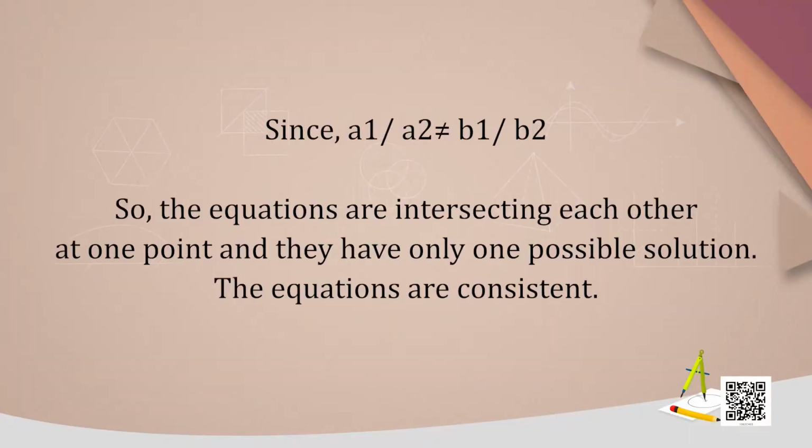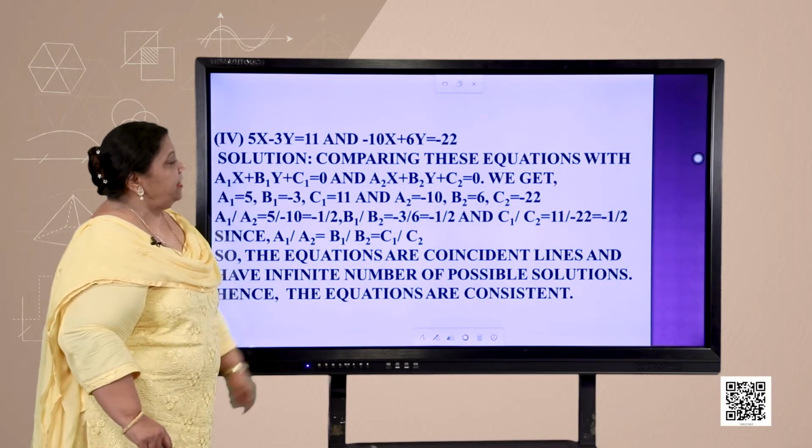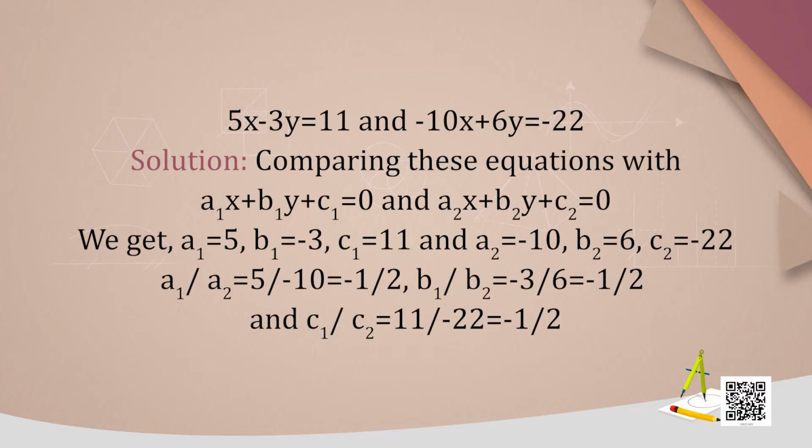Since a1 upon a2 is not equal to b1 upon b2, what do we have? We have a unique solution here. So, the equations are intersecting each other at one point and they have only one possible solution. So, the equations are said to be consistent. Let us look into the next part. Here, 5x minus 3y is equal to 11 and minus 10x plus 6y is equal to minus 22.